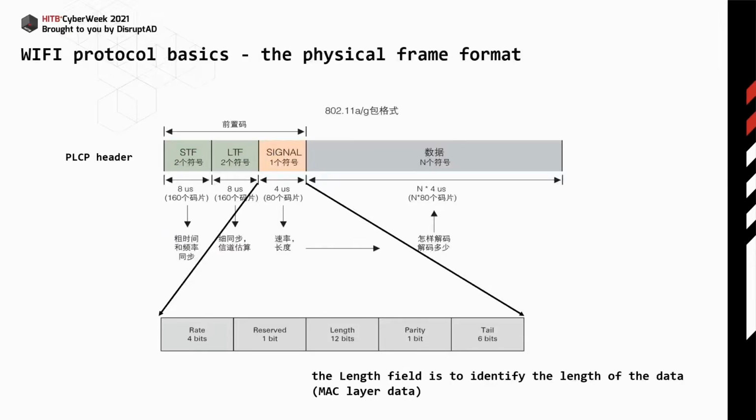Next, we look at the structure of the Wi-Fi physical frame. The physical frame is composed of a PLCP header and its frame data. There is a length field in the signal field of the PLCP header, which represents the length of the data behind the frame header.